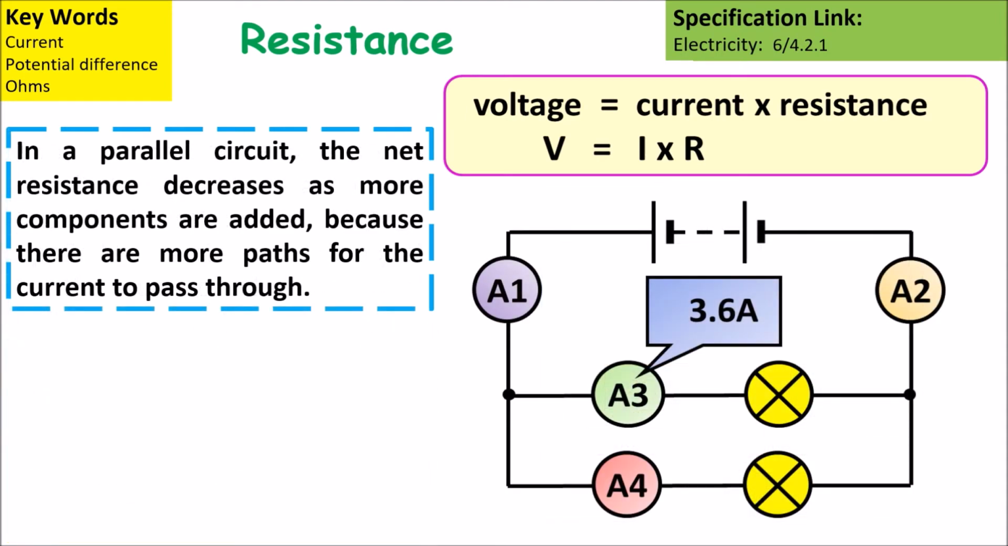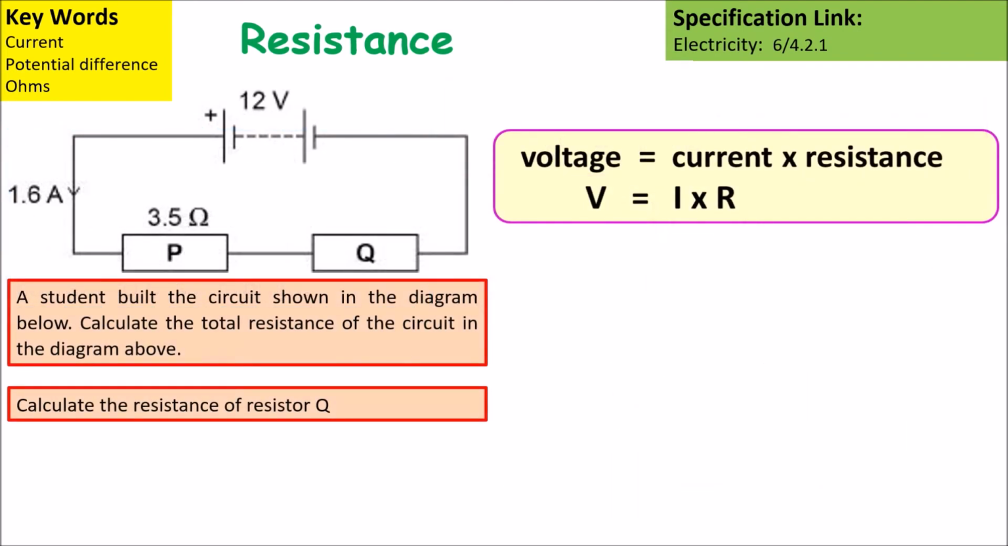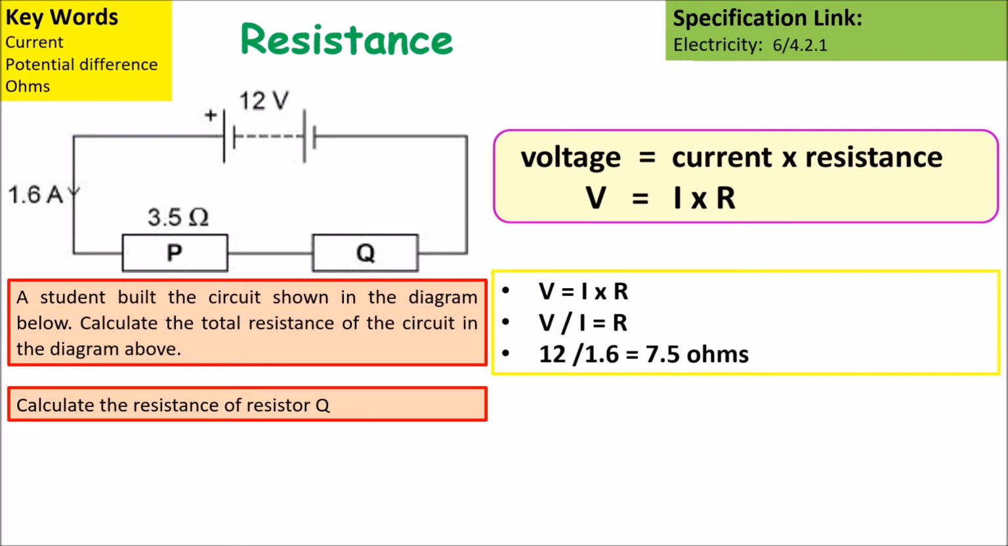In a parallel circuit, the net resistance decreases as more components are added because there are more paths for the current to take. If we look at this question: a student builds the circuit shown in the diagram above. Calculate the total resistance in the circuit. We do that by rearranging our equation, which gives us 12 divided by 1.6, which would be 7.5 ohms of resistance.